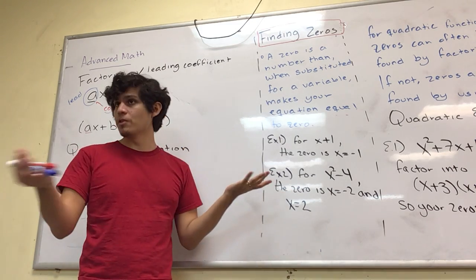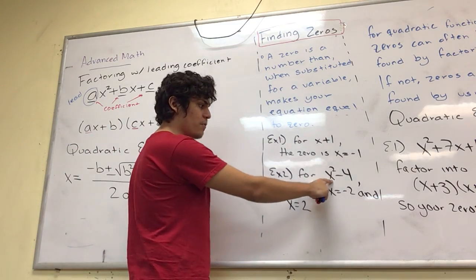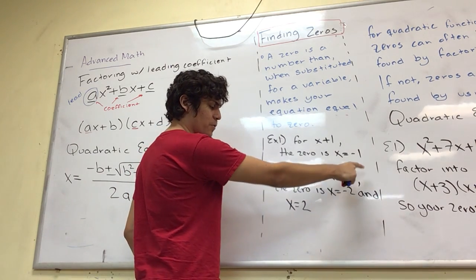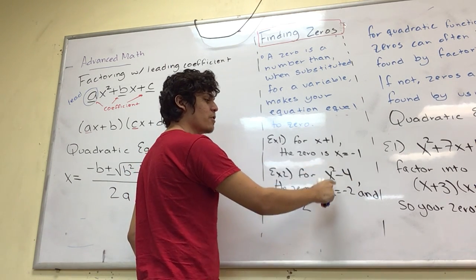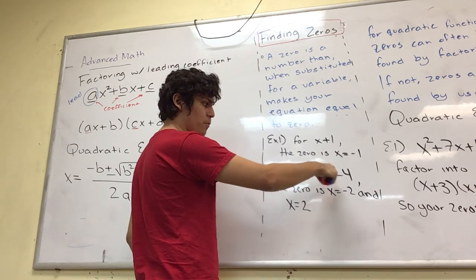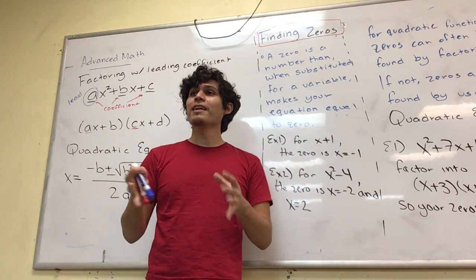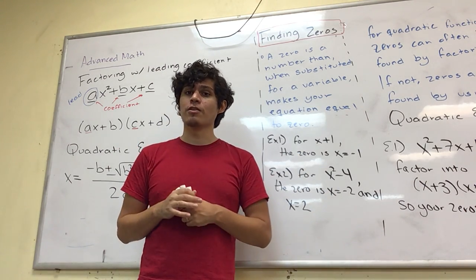-2, right? And +2. Because if I put -2 squared, it's going to give me 4 minus 4 is 0. And if I put 2 squared, which is 4, minus 4 is 0. That is the zeros of a function.